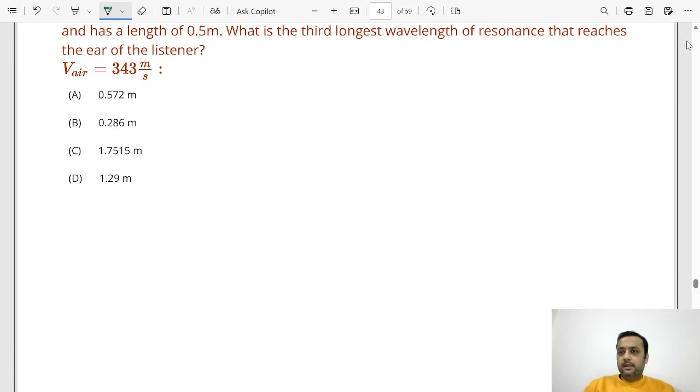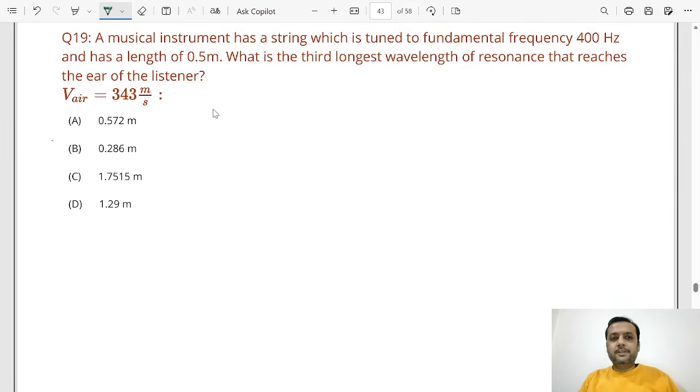Okay, so in this question, there's a musical instrument which has a string of length 0.5 and a fundamental frequency of 400. Let's imagine that you are a guitarist, and this is a string which has a fundamental frequency of 400 hertz. This is a string fixed at both ends. Now suppose you are playing this guitar. So the fundamental frequency is 400 hertz.